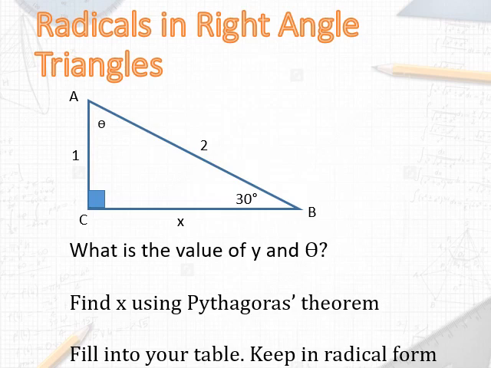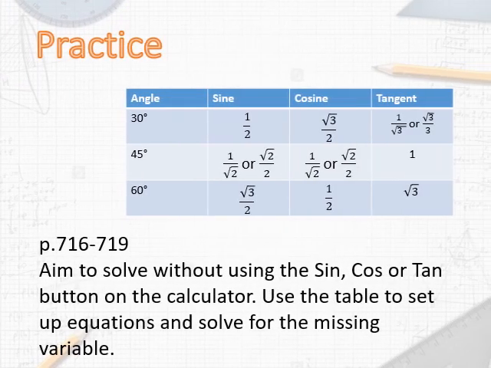Okay, repeat the process this time, finding the value of theta and then also for x, and then complete the table. So you should get x is root 3, and then theta is 60 degrees, so you should be able to complete the table using that information. So here's your completed table.